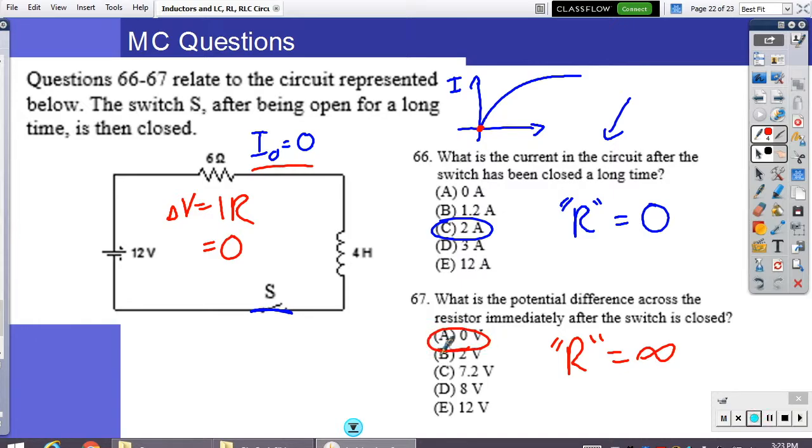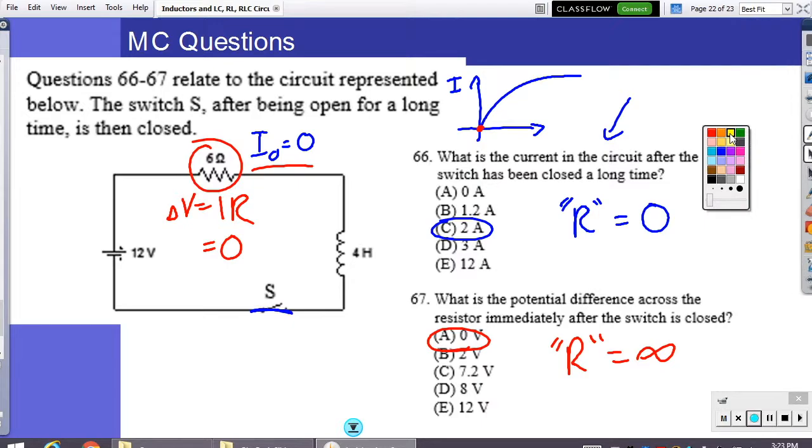If you imagine that instead of a resistor, this was a light bulb, what would happen is the moment you close the switch, nothing would happen. The light bulb wouldn't come on. And then over a couple seconds, the light bulb would slowly fade into view.